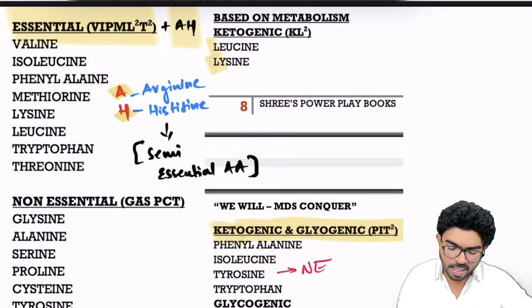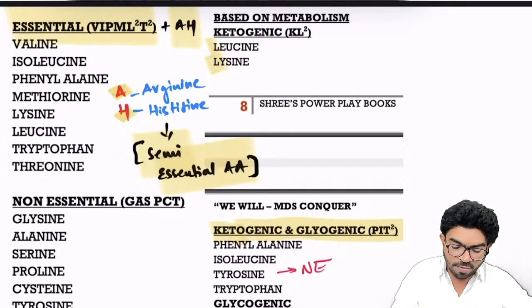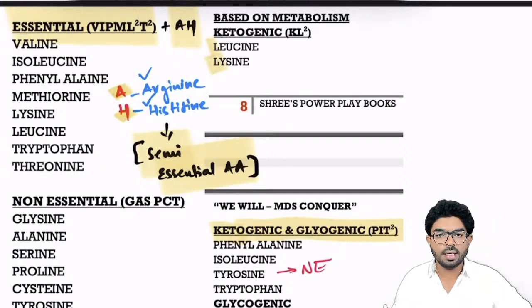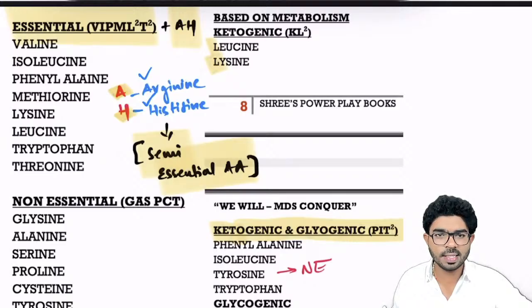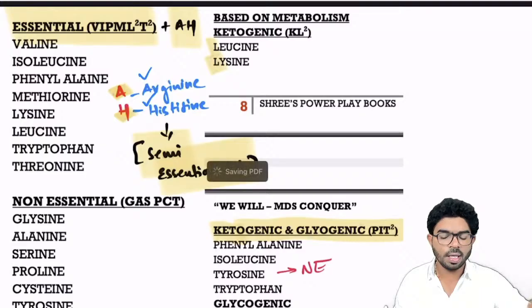AH are nothing but called semi-essential amino acids. One starts with A, that is arginine, and the second one is histidine. Why are these called semi-essential amino acids? Because these are present in the adult, but they are not present in the child. That is the reason why these are called semi-essential amino acids. So the code for essential amino acids is VIP ML2T2 plus AH. Or you can remember either semi-essential or non-essential.